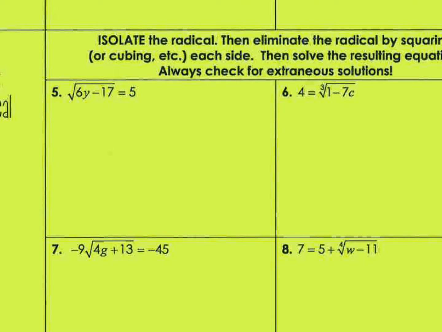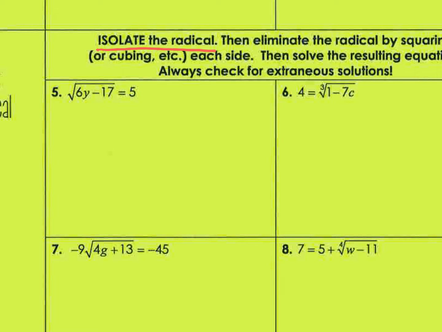5 doesn't have a radical on both sides. 5 only has a radical on one side. So the idea is isolate the radical and then apply the power. So that means get it down to just the radical on one side. Well, if you look at number 5, it's already isolated, isn't it? So what are we going to do to both sides here?